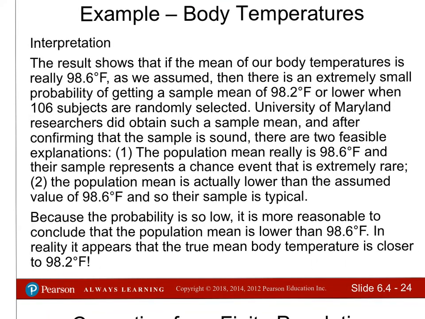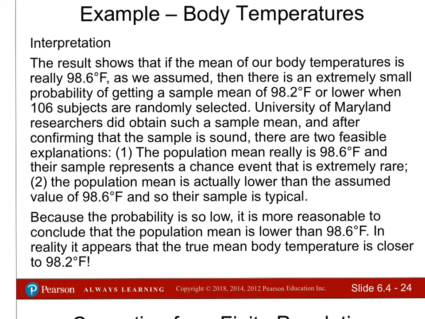So here's the deal. If the mean body temperature is truly 98.6, then there's an extremely small probability of getting a sample mean of 98.2 from a sample of 106 subjects. So it turns out that the researchers did obtain such a sample mean. And after confirming the result, there are two ways to explain it. Either the population mean really is 98.6 and their sample just represented a very rare extreme case. Or the population mean is actually lower than they claimed, which means their sample is more typical.